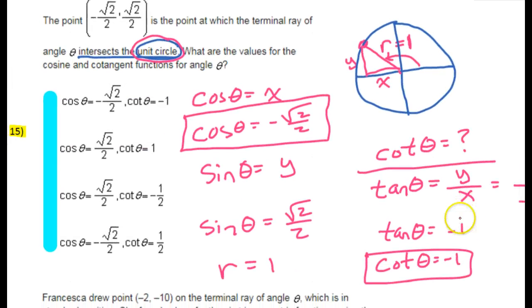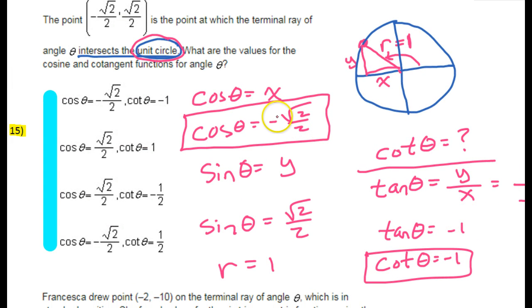Alright, so let's just look for the answers now. So cosine is negative radical 2 over 2. So that narrows it down to either the first one or the last one. But then the cotangent should be negative 1, and that's the first one.